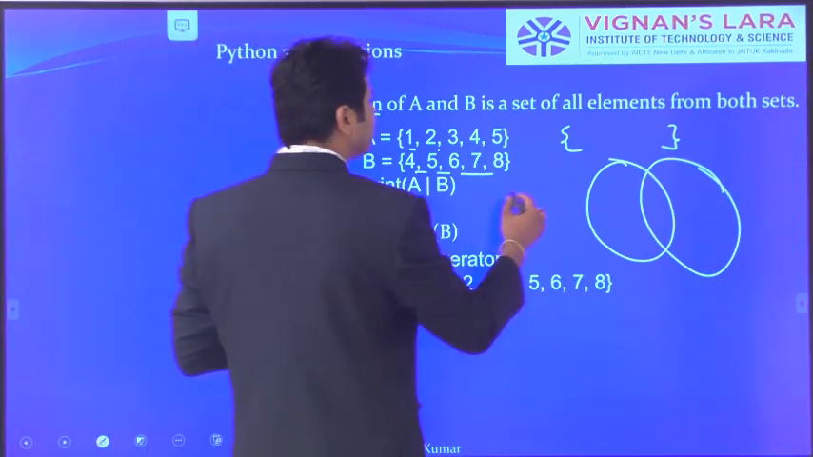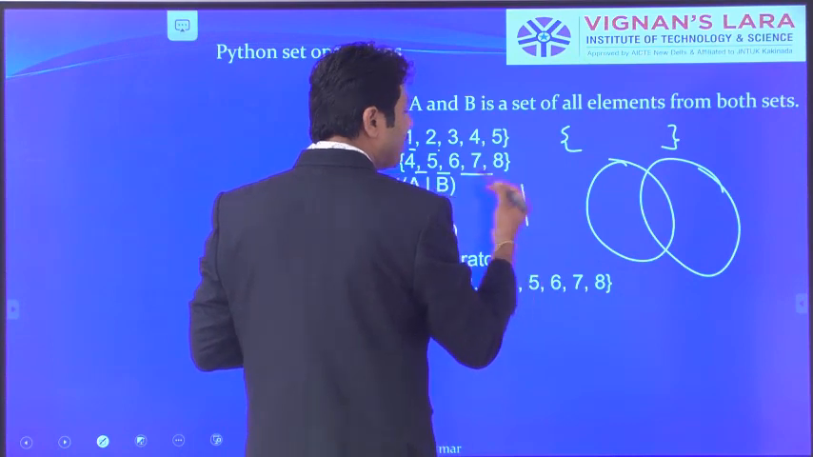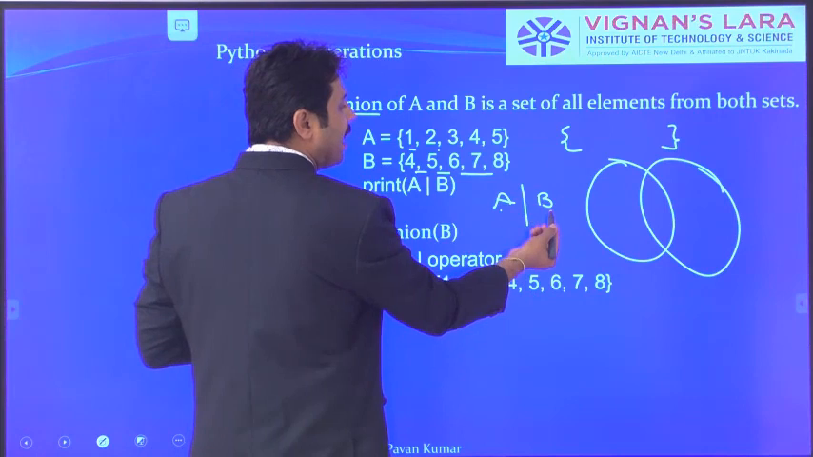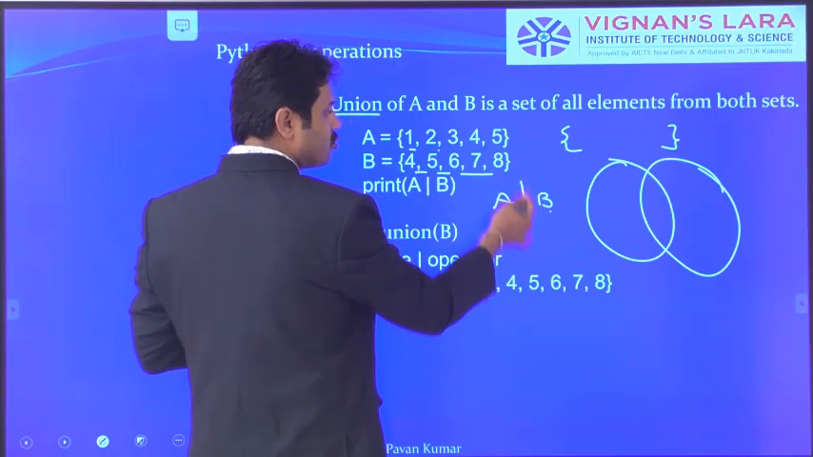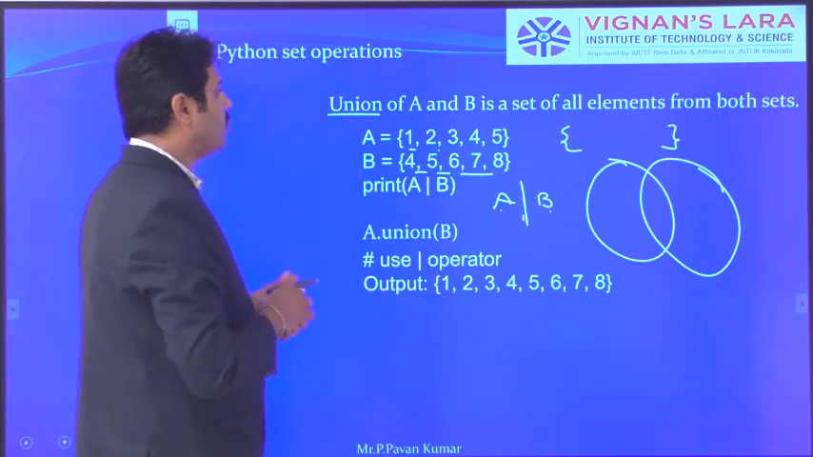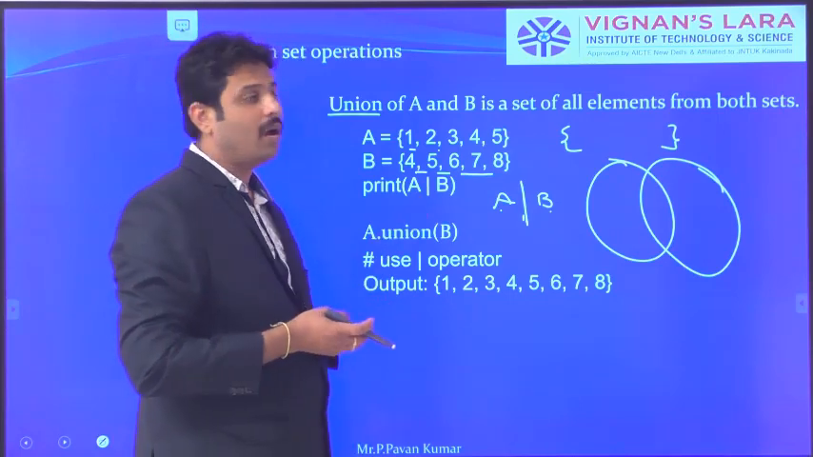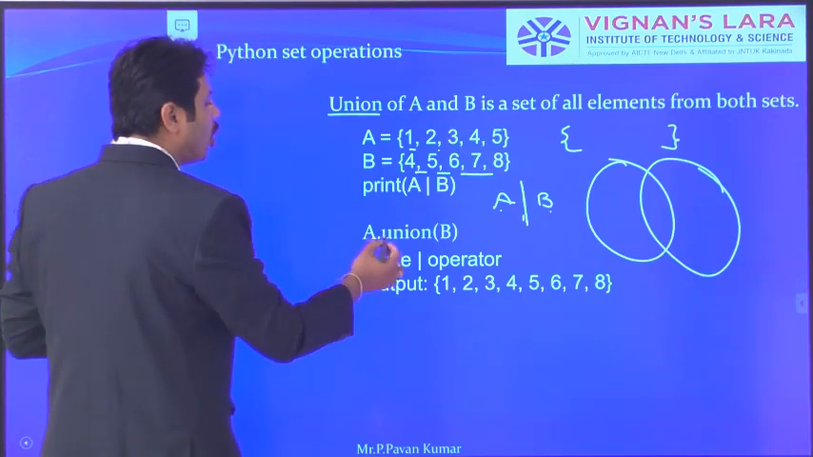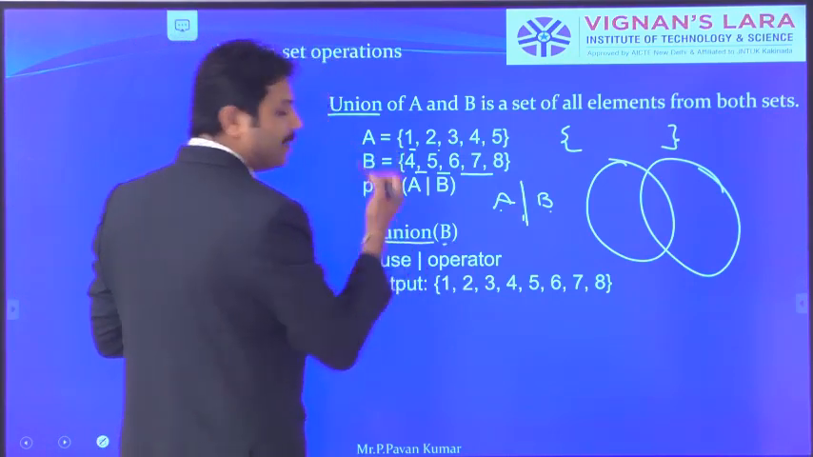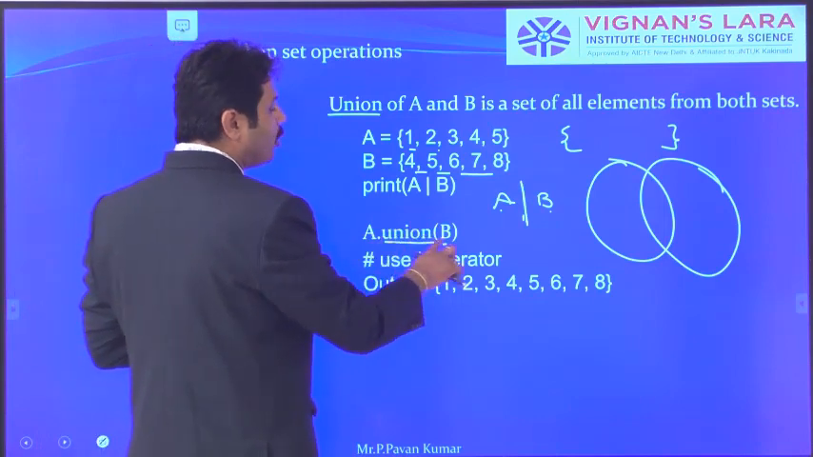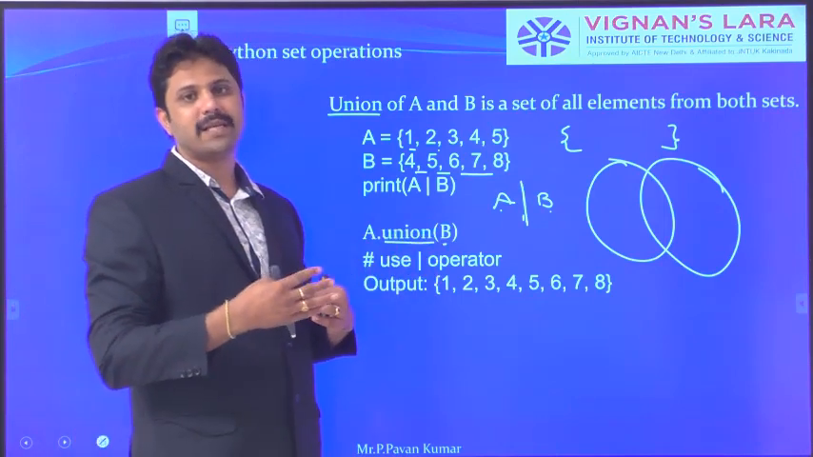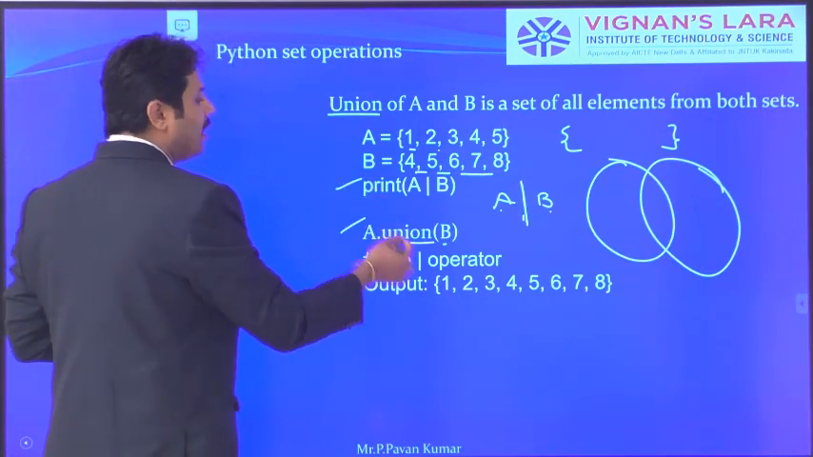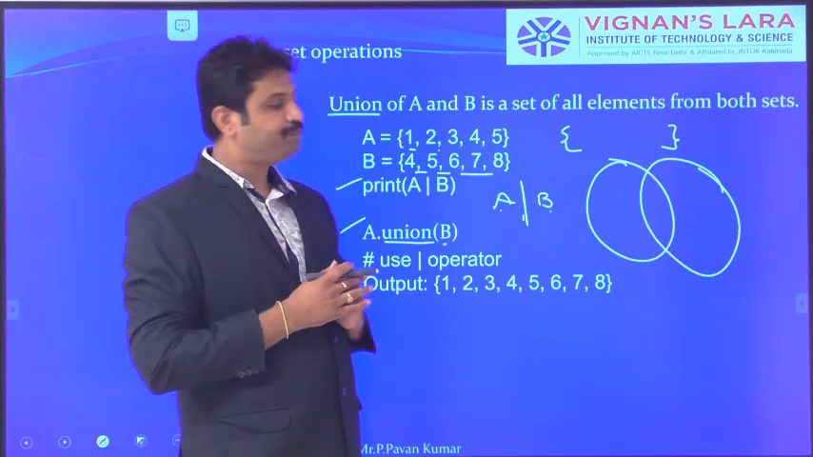you have two ways. The first one is by using a symbol. We have a union symbol in Python. If I want to perform union between A and B, you have to use this straight line symbol, which represents the union operation. Or we have one more way, A dot union of B. This is another way to represent union. If you apply the symbol or the method, the output is the same.